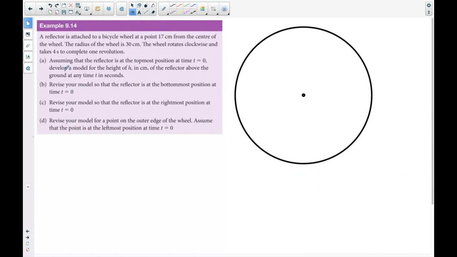Okay, so this question says, a reflector is attached to a bicycle wheel at a point 17 centimeters from the center of the wheel. There's a center right here, and I'll put that up here somewhere. I'll say that's 17 centimeters. The radius of the wheel is 30 centimeters, so this is 30. The wheel rotates clockwise, so it rotates this way, and it takes 4 seconds for a full revolution. That's 4 seconds.